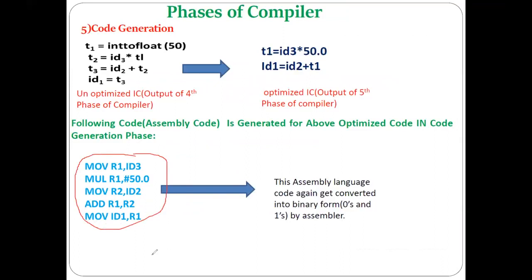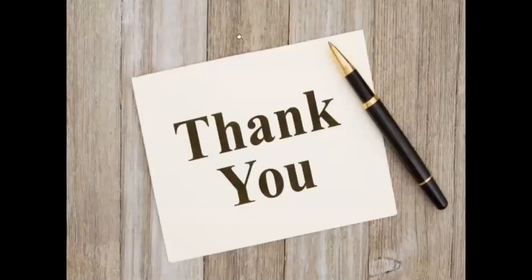And here we have finished all the 6 phases of the compiler, where we have seen how the compiler will process your source language code, which is in the higher level language, into the lower level language code. I hope all of you understood all the 6 phases of the compiler.